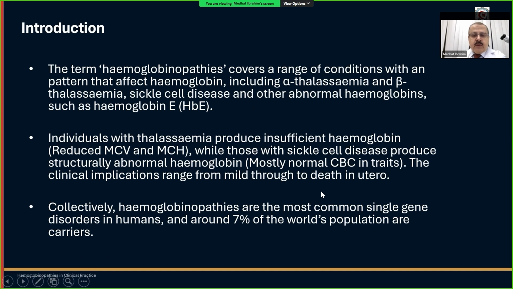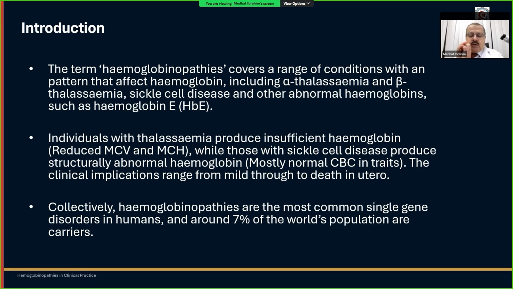Right. The term hemoglobin electrophoresis covers a range of conditions with a pattern that affect hemoglobin, including alpha thalassemia and beta thalassemia, sickle cell disease, and other abnormal hemoglobins such as hemoglobin E. Individuals with thalassemia produce insufficient hemoglobin, and this is manifested by reduced MCV and MCH, while those with sickle cell disease produce structurally abnormal hemoglobin, mostly with a normal CBC.